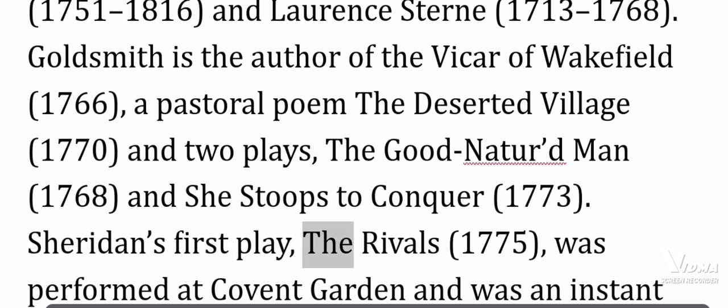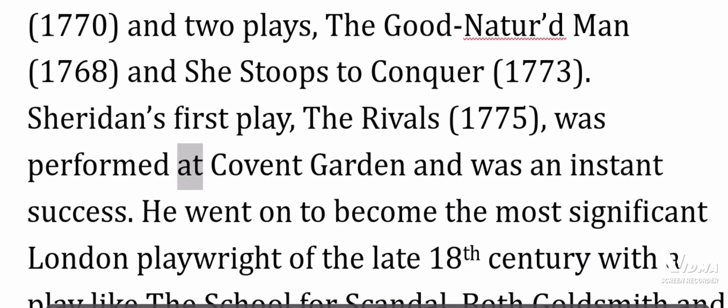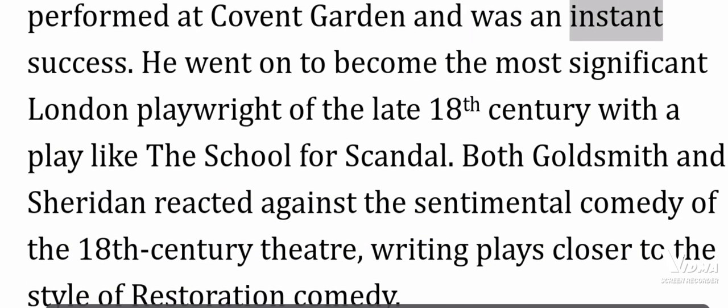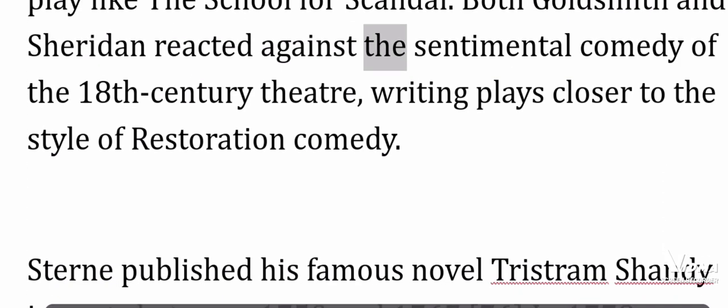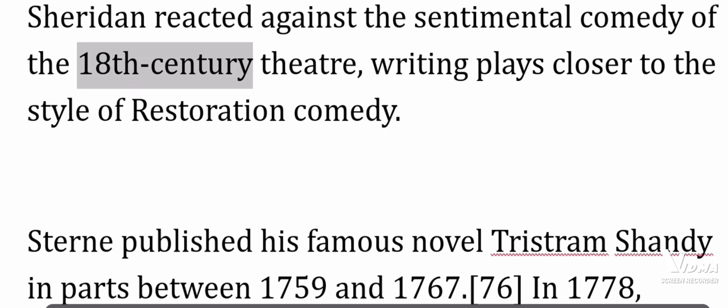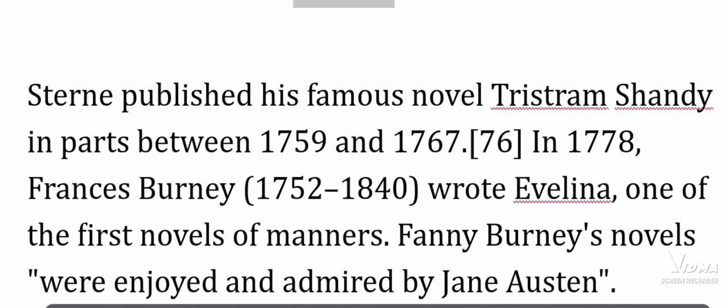Sheridan's first play, The Rivals, 1775, was performed at Covent Garden and was an instant success. He went on to become the most significant London playwright of the late 18th century with a play like The School for Scandal. Both Goldsmith and Sheridan reacted against the sentimental comedy of the 18th century theatre, writing plays closer to the style of Restoration comedy.